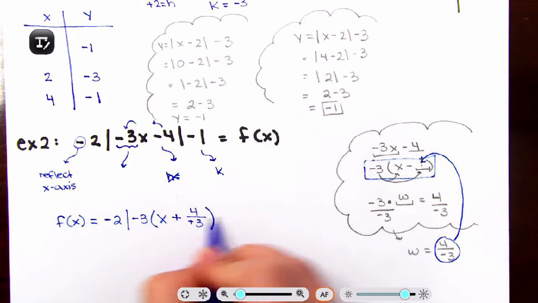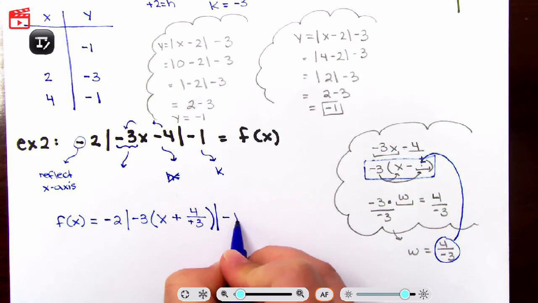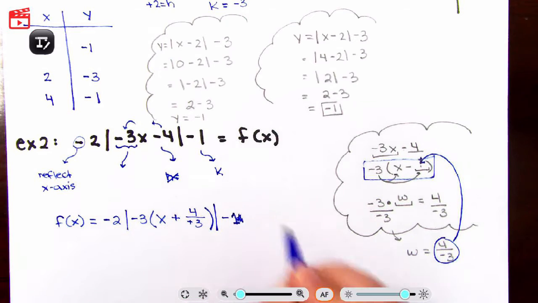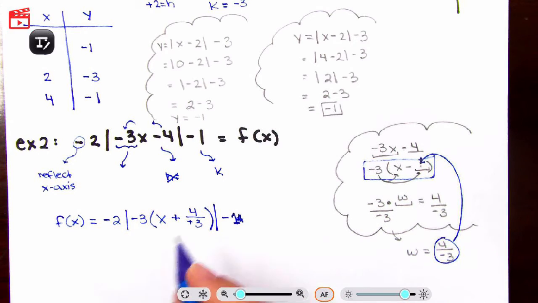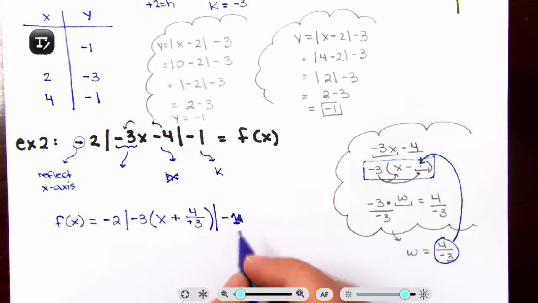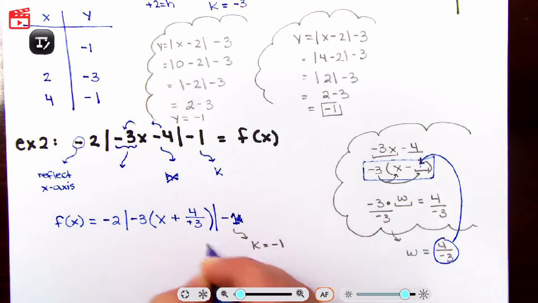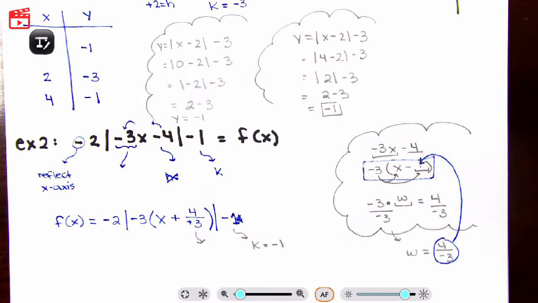And we have our absolute value and our k value. Now, that should be a 1. We know what k is. So that means now that negative 3 is pulled out, that's going to be our 1 over b value. Excuse me, it's always the opposite of what you see, right? So then, here's our k value, which is negative 1. Now our h value is going to be a negative 4/3.